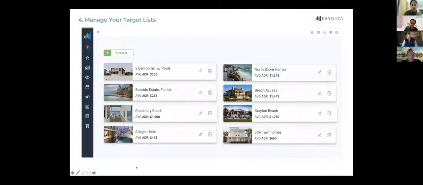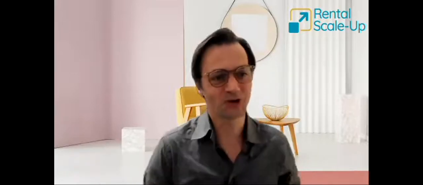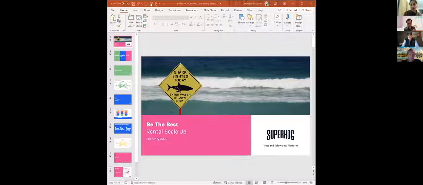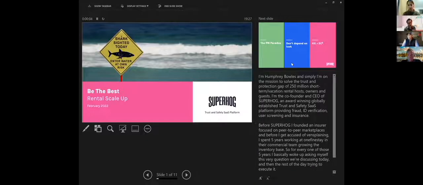Humphrey Bowles is the co-founder and CEO of Safehog, of the Safeguard, Safehog. Superhog, what am I saying? Superhog, sorry about that. And for Superhog, I think what's going to be important with you is talking about the next phase. Now that you have which properties, you can find the owner data. What are you going to tell them? How do you craft the best proposition possible? And why is security so important, that topic?